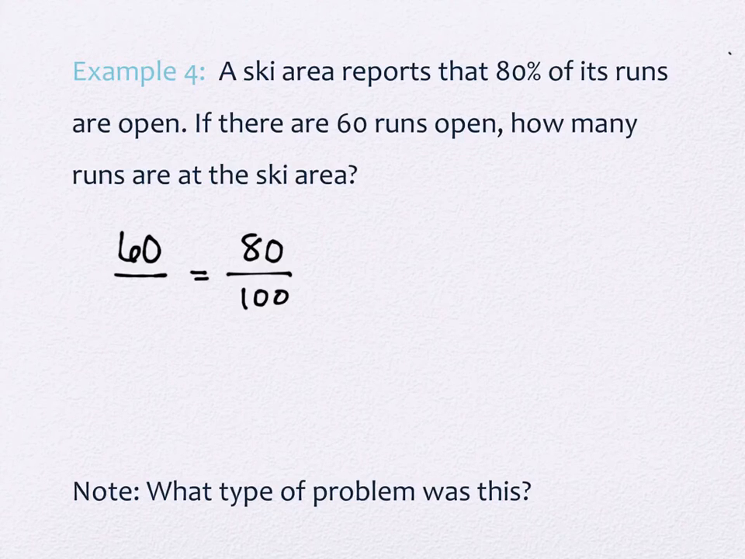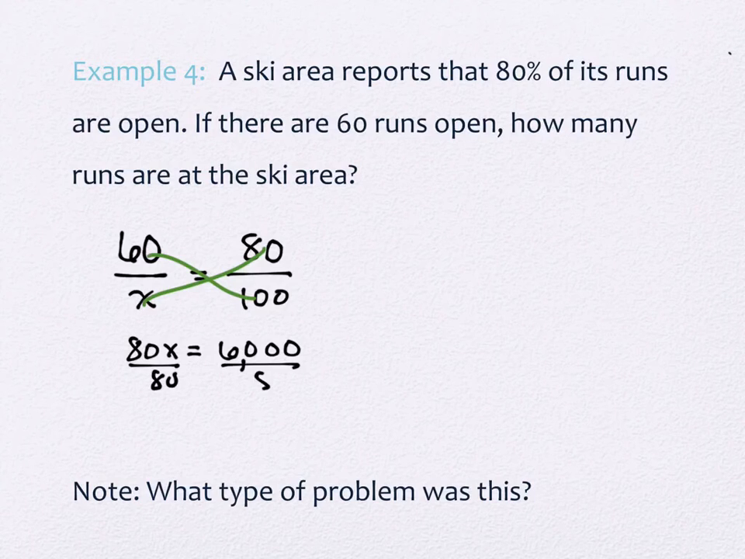And what we don't know then, of course, is how many runs really exist at our resort. So we'll cross multiply. We have 80x equals 6,000. And if we divide by 80, what do we get? 75. 75 what? Runs, total runs.